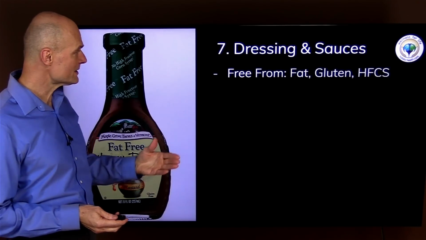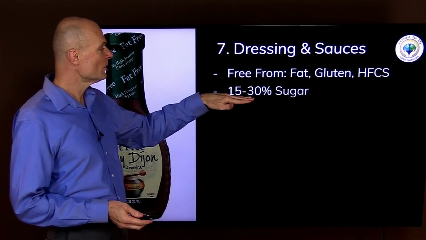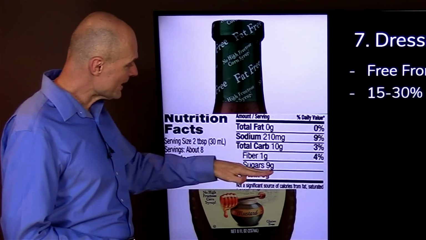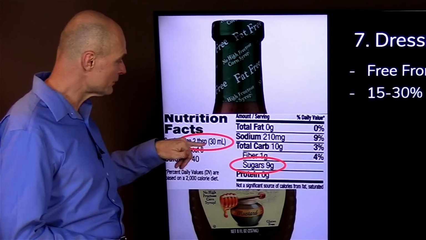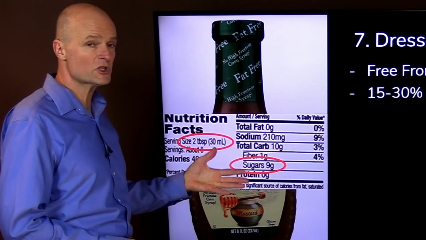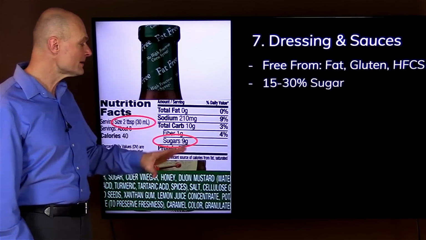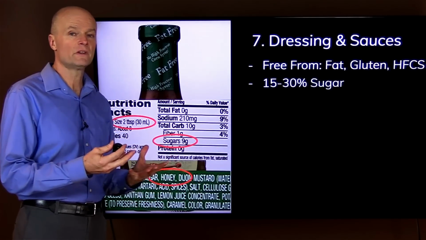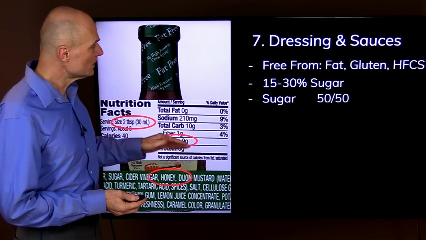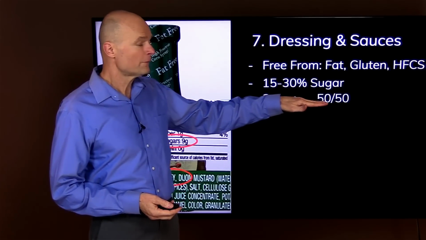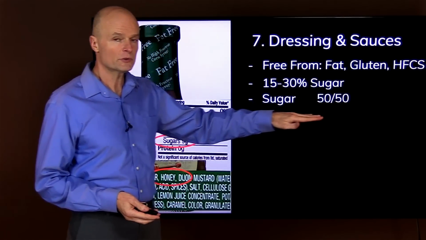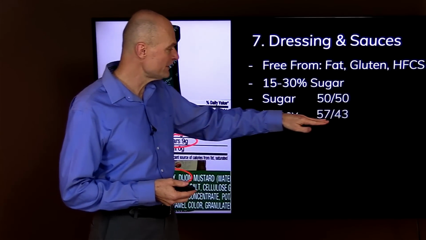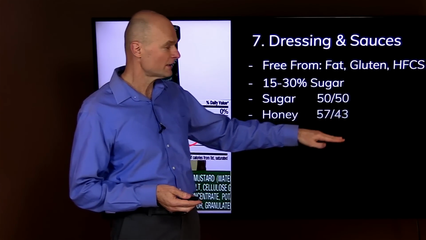Very often these dressings that are fat-free and free from will have 15 to 30% sugar instead. This one, for example, has 9 grams of sugar out of 2 tablespoons. That's 30% sugar in this dressing. But if it's a honey Dijon, then it has to have some honey in it. And honey is such a good thing, right? It's so natural. Well, sugar, like we said, is 50% glucose, 50% fructose. Turns out that honey is more fructose. It's 57% fructose, 43% glucose.